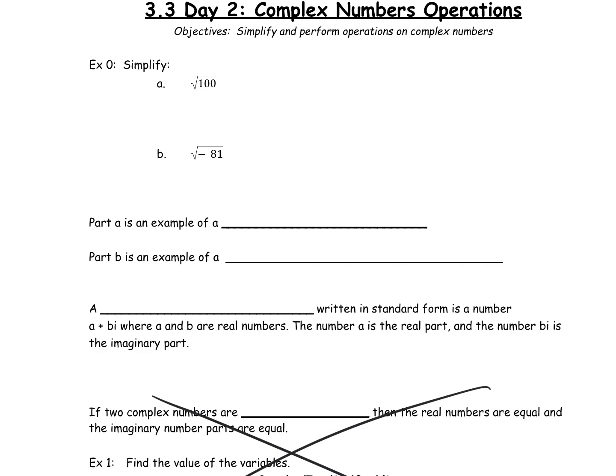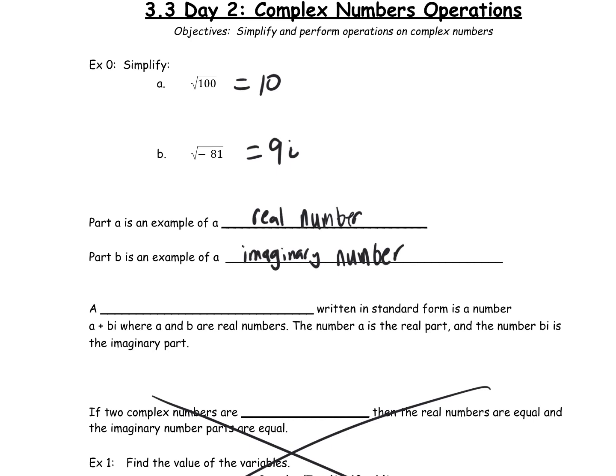First off, the square root of 100, remember, is just going to be equal to positive 10, and then the square root of negative 81 is going to be equal to, remember we have to pull that i out for the negative, and the square root of 81 is 9, so that is 9i. Now part A, obviously that's a real number, because that's a real 10, but part B is an example of an imaginary number, because that is an imaginary 9i.